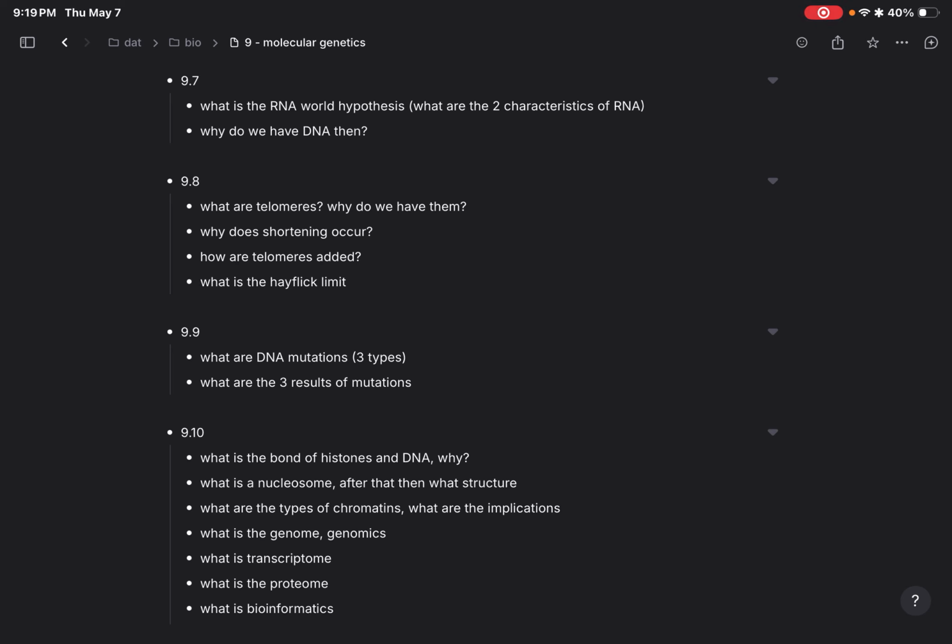Interesting. Okay, so now what is the Hayflick limit? It's basically asking what the limit is, because it depends on how long the telomere is. How many times can the cell replicate until actual valuable genetic information begins to degrade because the telomere is too short? It states that the number of possible cell divisions is dependent on the length of telomeres. Okay, so what are DNA mutations? There are 3 points of DNA mutation.